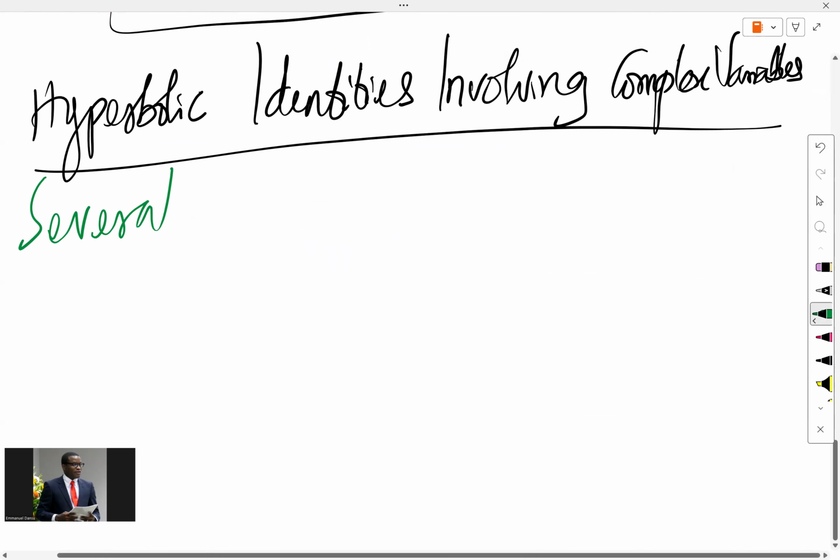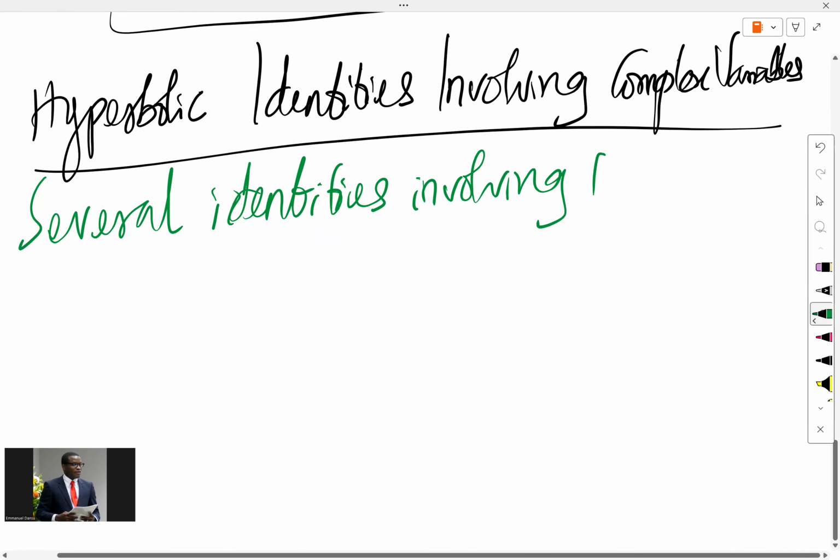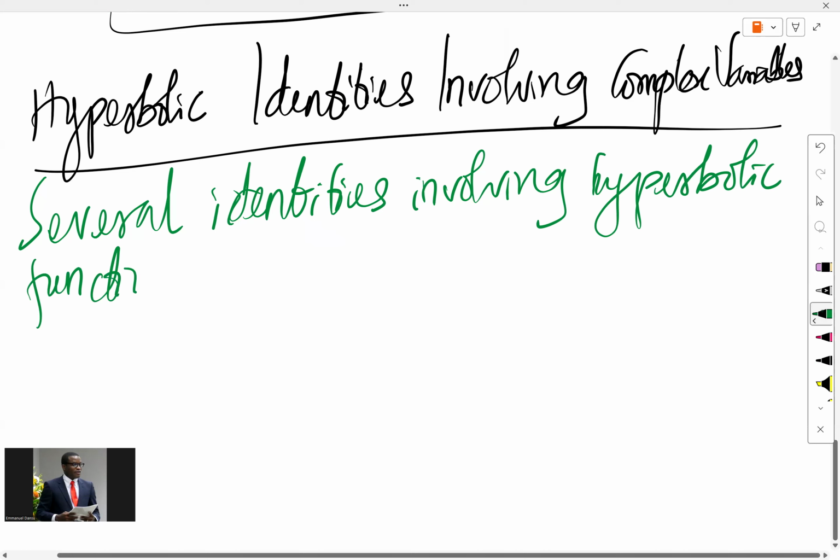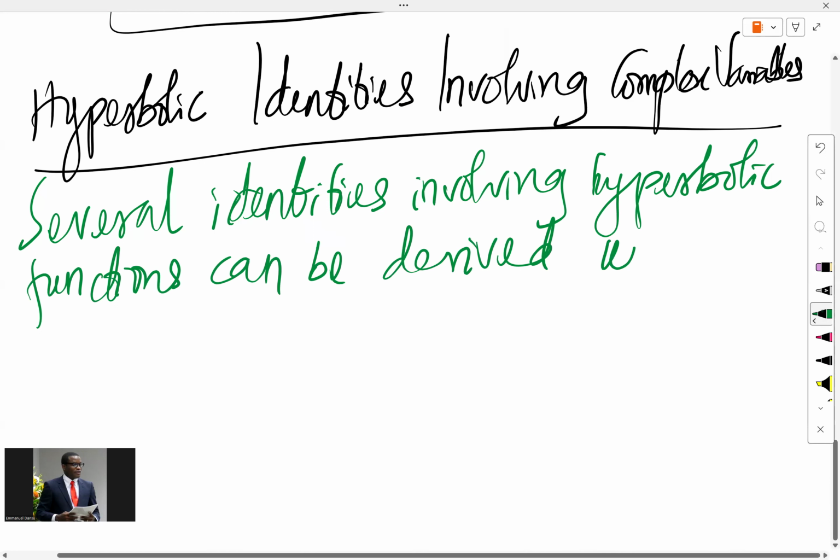Several identities involving hyperbolic functions can be derived using their exponential definitions.